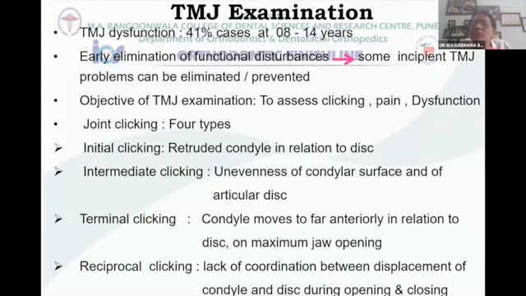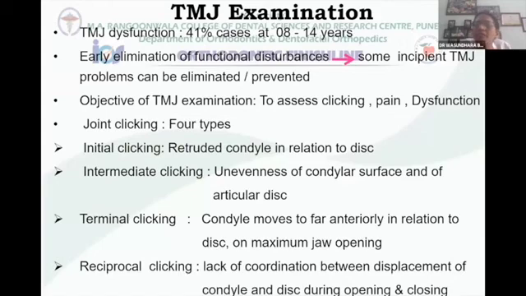So in TMJ examination, you need to ask the patient along with the examination, is there a clicking, is there a pain, or is there a dysfunction? And the clicking could be an initial click due to a retruded condyle in relation to the disc, or it could be a terminal click where the condyle has moved too far ahead anteriorly in relation to the disc on maximum jaw opening.